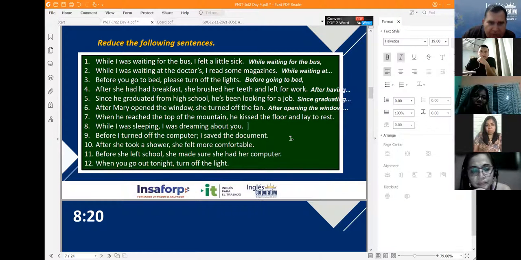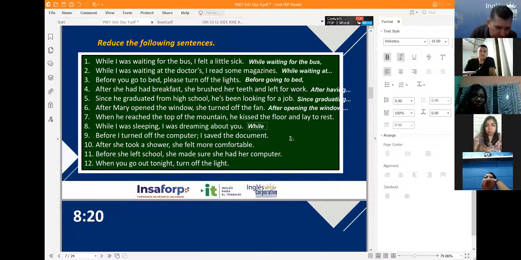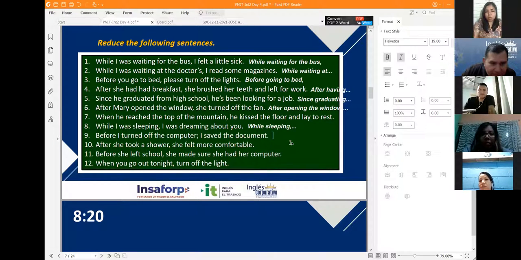While I was sleeping, I was dreaming about you. For number eight, eliminate I was. Exactly. While sleeping, right? Okay, very good. Number nine, before I turned off the computer, I saved the document. Okay, so you say before, yes, Karina? Before turning off the computer, I saved the document. Excellent. Thank you very much.